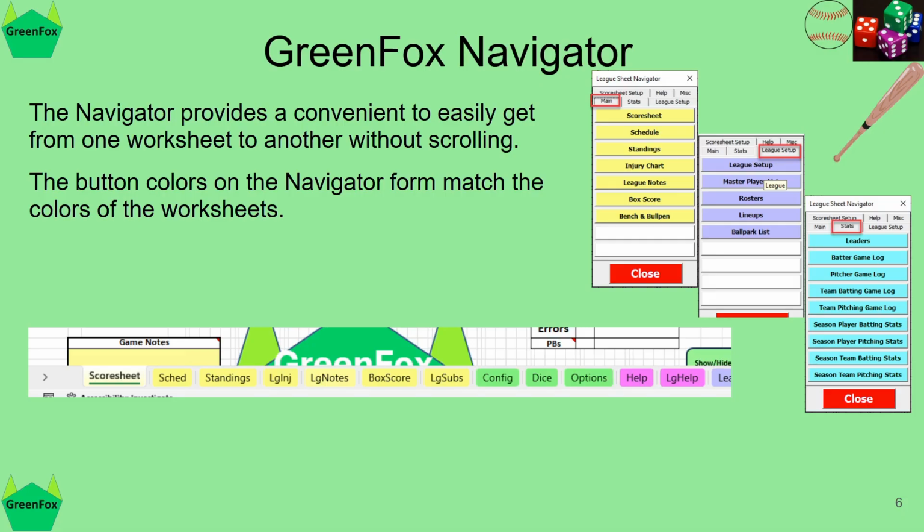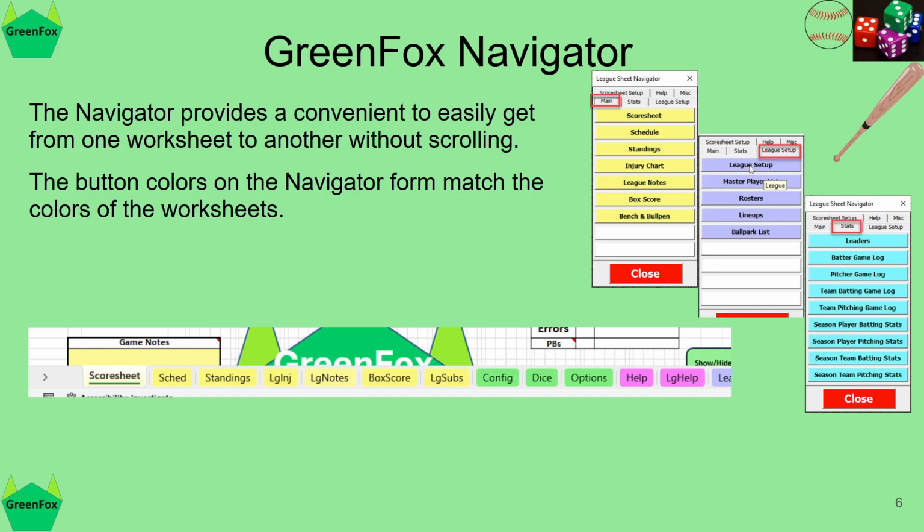When I create this navigator, you can see it has little tabs at the top. It has 6 tabs, and each of them shows a list of worksheets that have a different color. The color here matches the color on the bottom of the workbook, so that's how you know what you're looking for. So there's main, which is the main ones you're going to use once you get started, but there are different league setup ones.